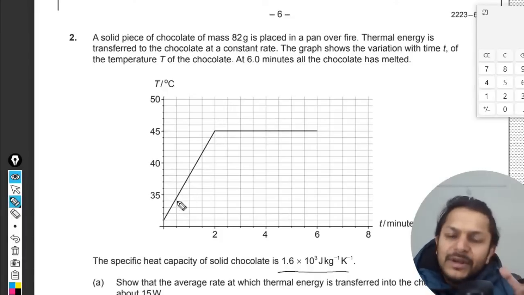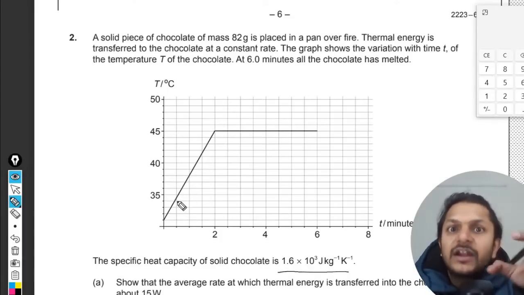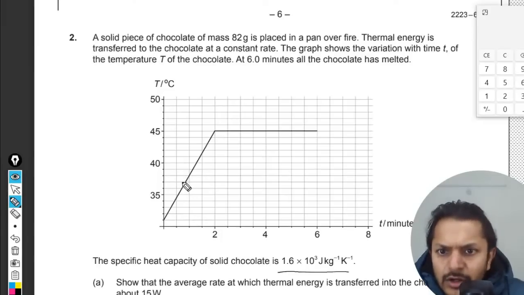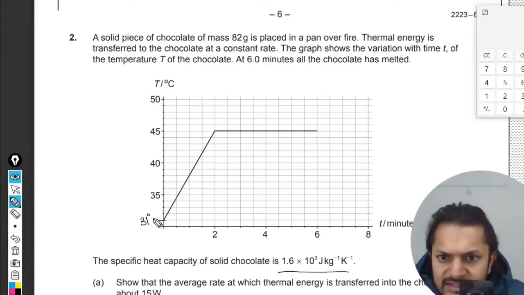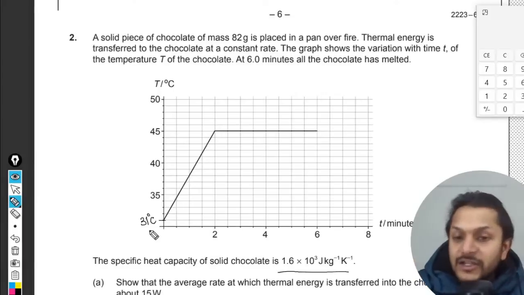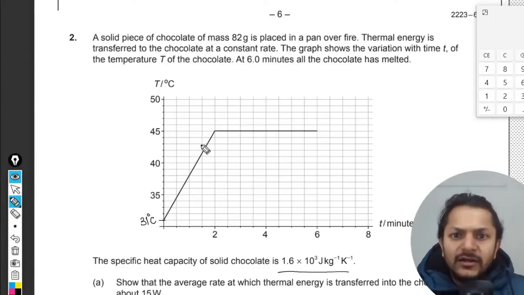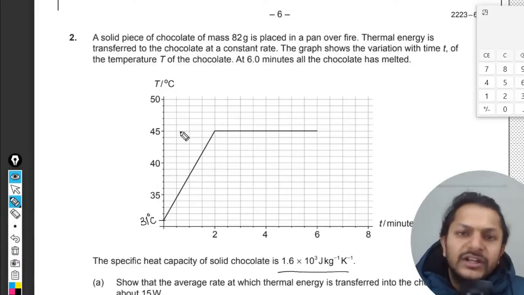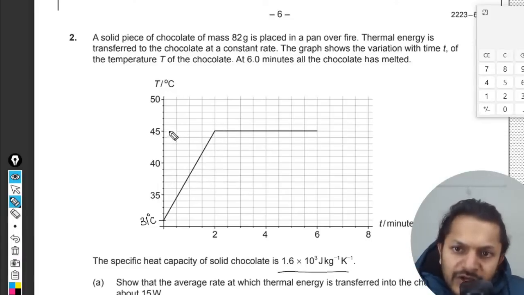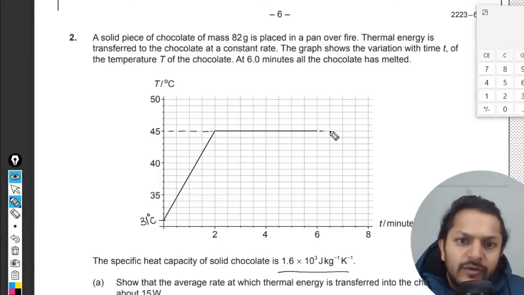What is actually happening in the question? You must know how to read the graph first of all. So let us first see how many divisions there are. 1, 2, 3, 4, 5. So clearly this is 35, and 1, 2, 3, 4, 5. Yeah. So this is 31 degree C. So you start, the chocolate is at 31 degree C, and it's in the solid state. So it means that the melting point of the chocolate is 45 degree, and first of all it will become solid at 45, and then it will become liquid at 45 degree.